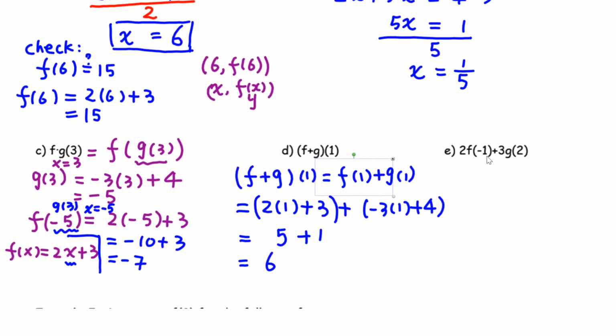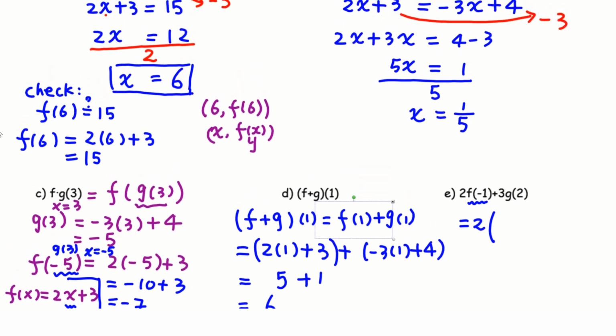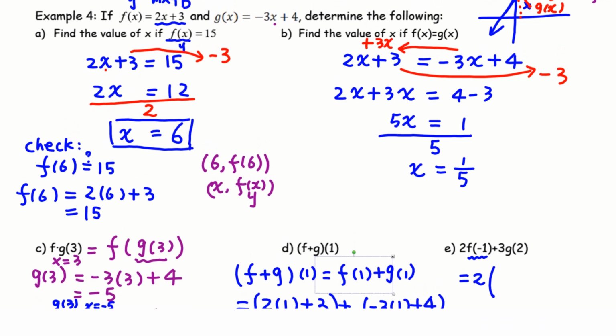Then 2 times f at -1 plus 3 times g at 2. So you are going to look for the value for 2 f at -1 first, then times 2. So 2 times, we could sub in -1 to function f. Function f is 2x plus 1, so put -1 to here. Is 2 times -1 plus 3.